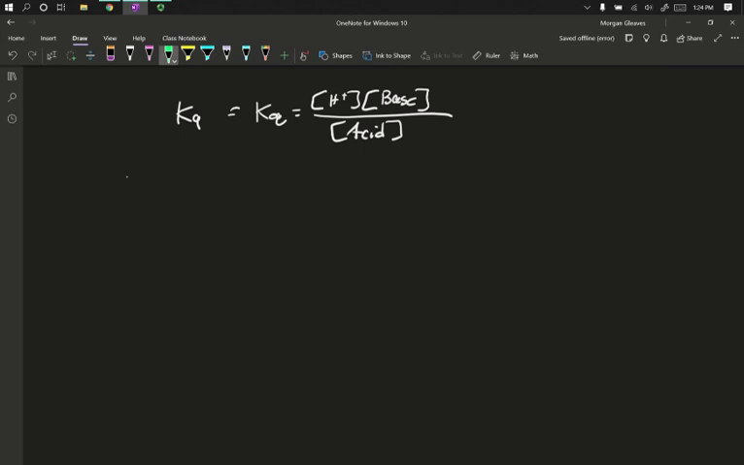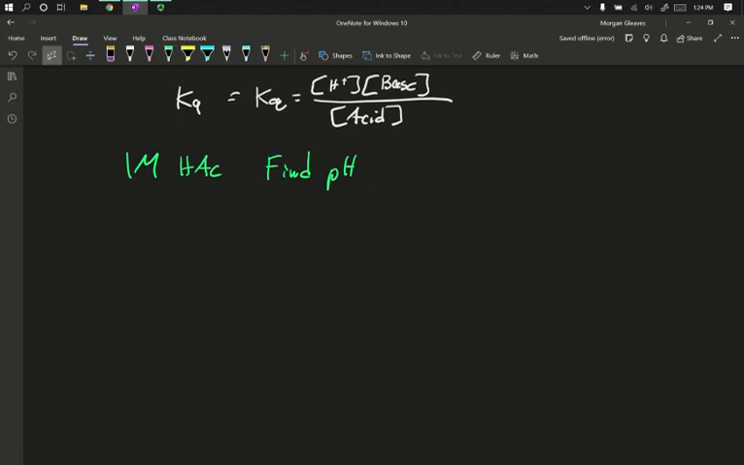So let's look at 1 molar acetic acid, and we will find the pH. If we were 1 molar HCl, that'd give us 1 mole of H plus per liter. That would be pH of 0. Well, in this case, I have 1 molar acetic acid. How much H plus is that actually going to give us? For this, we have to think about the equilibrium process.